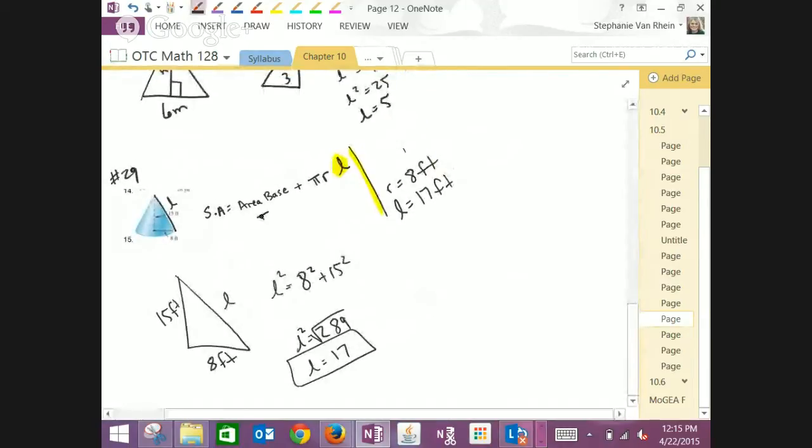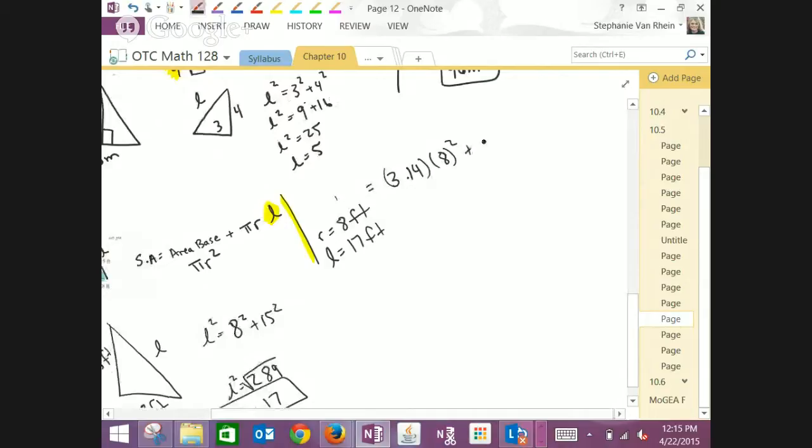So area of the base here would be pi r squared. So I have 3.14 times 8 squared plus 3.14 times 8 times 17. And if I plug that in, what do I get?